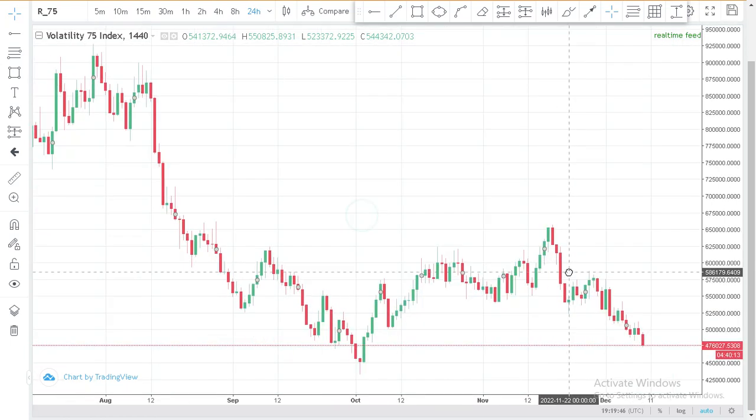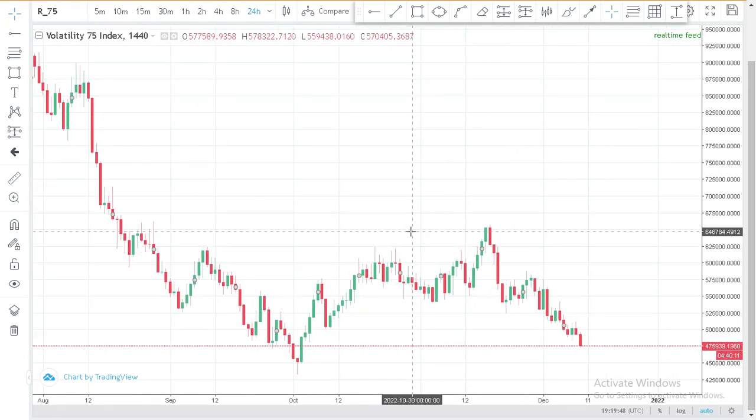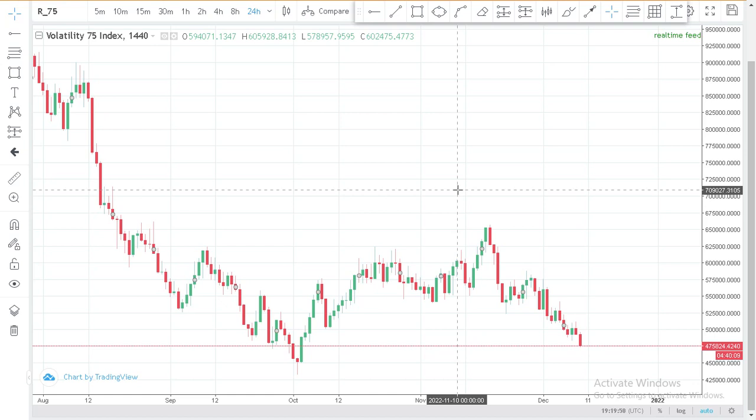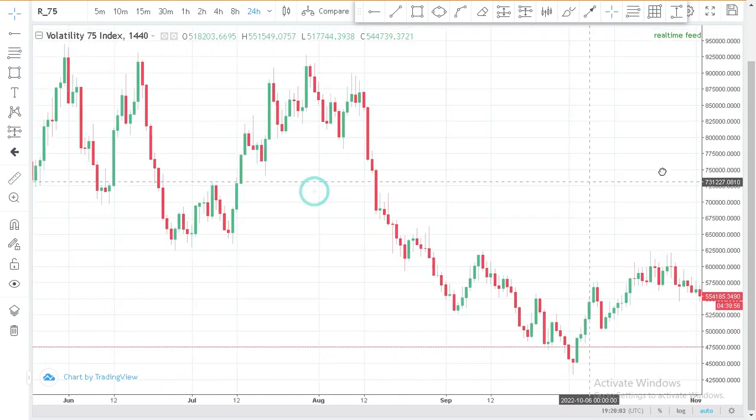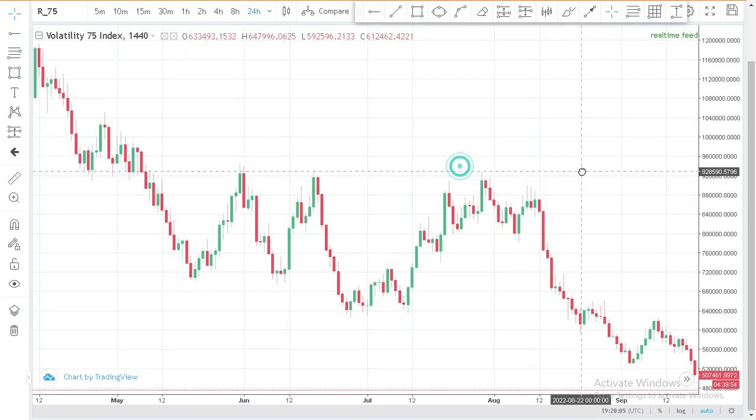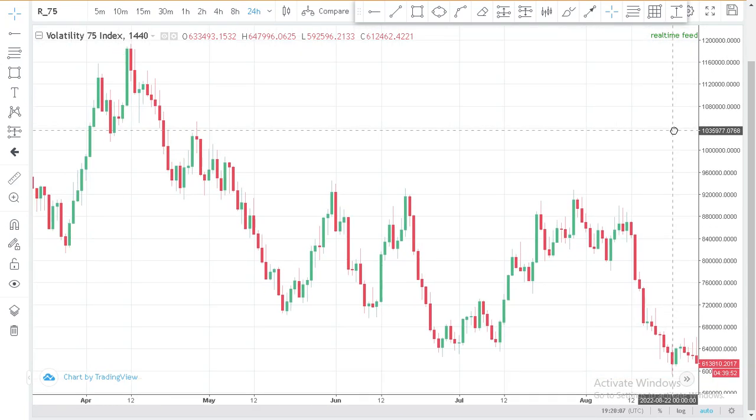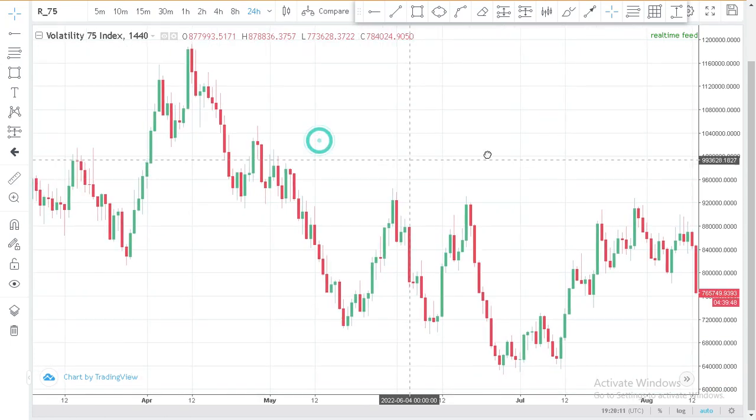So today we are analyzing volatility 75. I'll show you how to analyze volatility 75 with support and resistance, or how to trade volatility 75 with support and resistance. It's pretty easy guys, there's nothing crazy about it. As you can see, the structure is very interesting to trade. So I'll start from here guys.